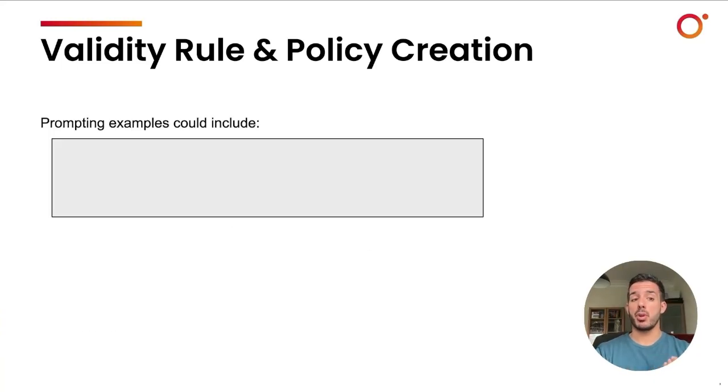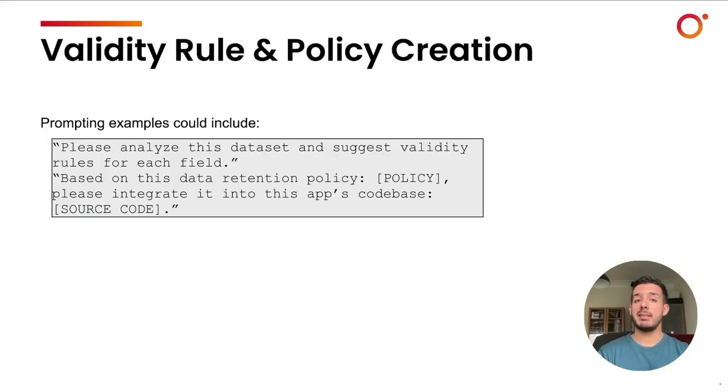What are some examples of prompts when we want to create rules or policies? Well, you can say, for example, please analyze this dataset and suggest validity rules for each field, right?